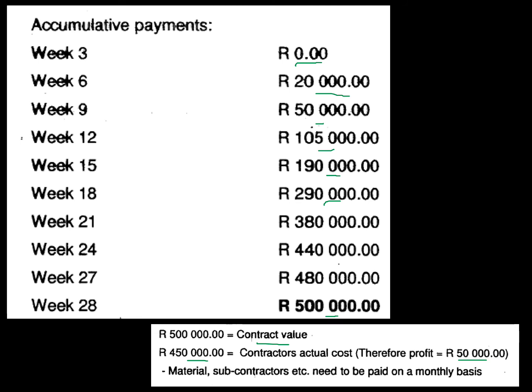Okay, in the next slide I'm just going to elaborate on why we use cumulative value. You can see that the values given here are not the actual values within those periods of 3 weeks, but cumulative values. From week 3 to 6 there was a 20,000 rand value added to the project, and from week 6 to 9 there was not a 50,000 value added, it was a 30,000 value that was added to the project to achieve a total value of 50,000 rand, and so forth for all of the rest of the months.